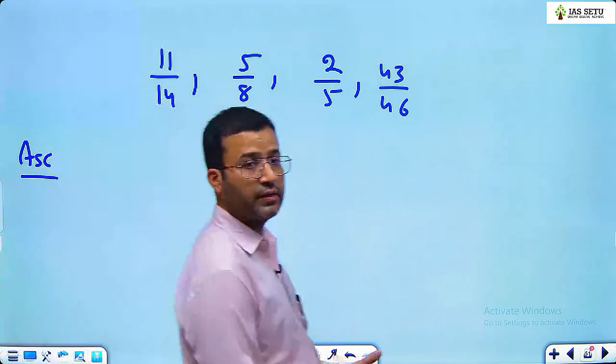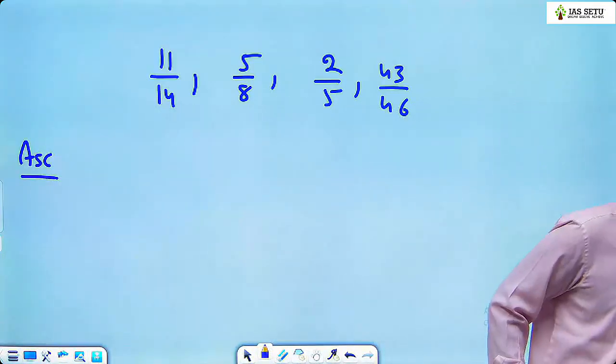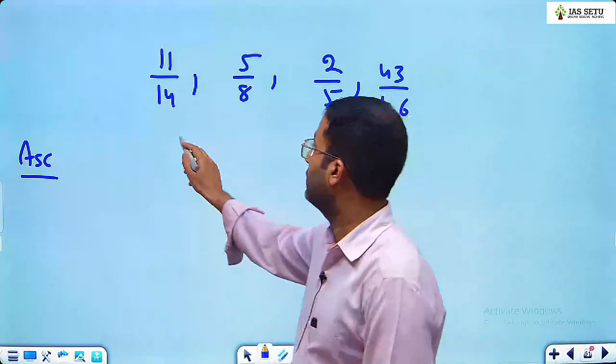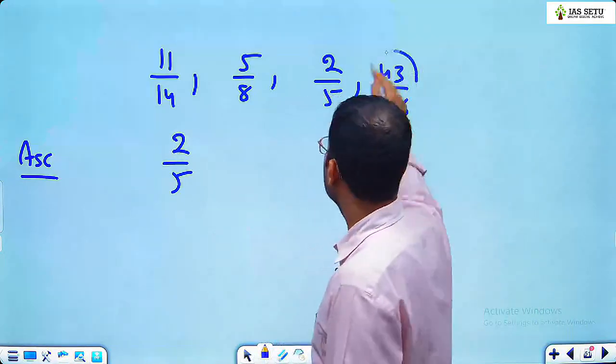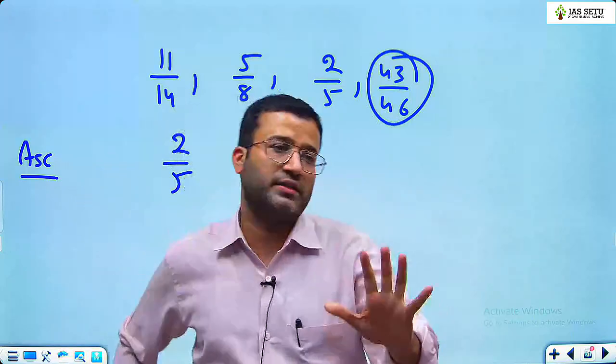Type 3, okay. Which one is the smallest here? 2 by 5. And which one is the largest? 43 by 46. Now the main thing start.